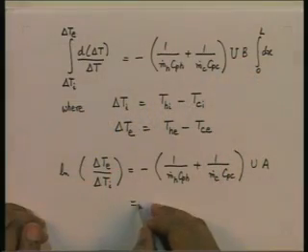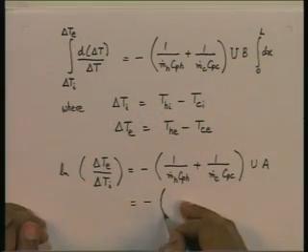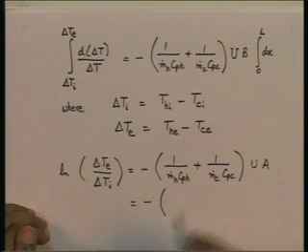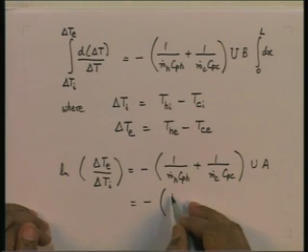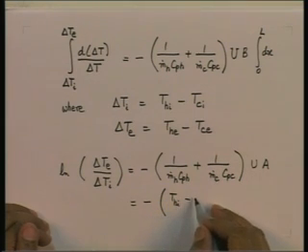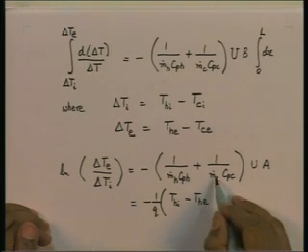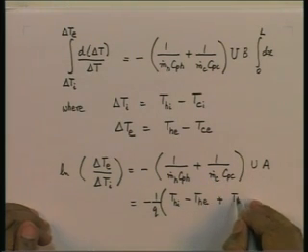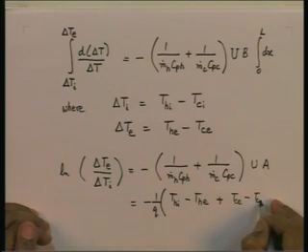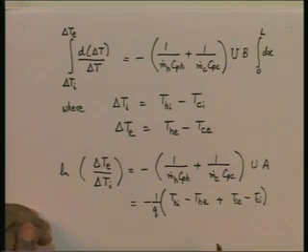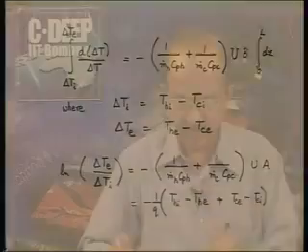And that I can write further as equal to minus. Now, for m dot h Cph, I can write T h I minus T h e divided by q, which I will take outside. So, I will take 1 upon q, plus for 1 upon m dot c Cpc, I can write T c e minus T c I and again a q, which I take outside. That is, the total heat transfer rate in the heat exchanger is nothing but m dot h Cph times T h I minus T h e, and the whole thing multiplied by U A.